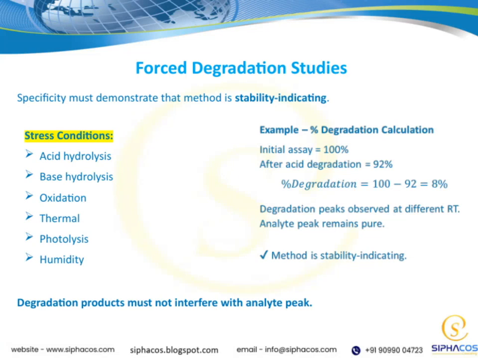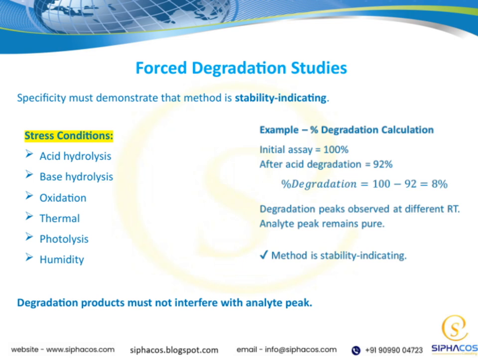Now, let's talk about degradation products and their impact on our analysis. It's crucial that these products do not interfere with the analyte peak, because our goal is to accurately measure the active compound without any false signals. This brings us to the importance of specificity. Our method must be stability indicating, meaning it can reliably distinguish the analyte from any degradation products that may form over time or under stress conditions.